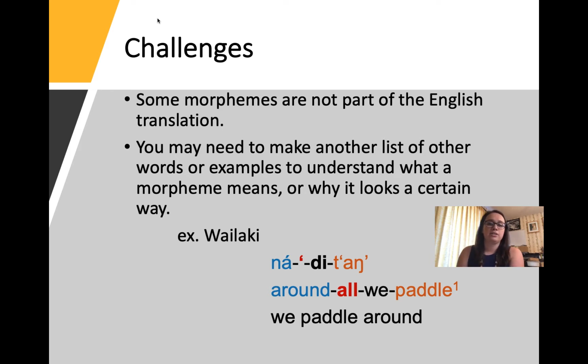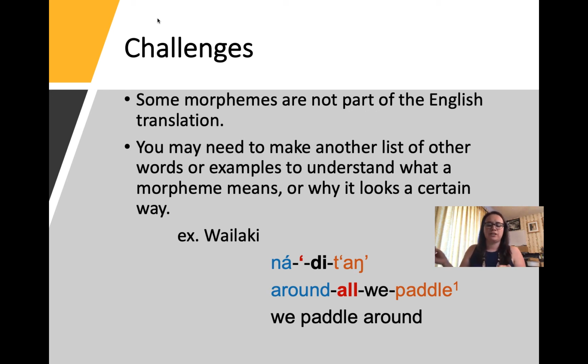So challenges, and we've definitely had challenges just looking in that data, right? It's important to know that some morphemes are not part of the English translation, and you may need to make another list of other words or examples to understand what a morpheme means. So if you take the list that we have, like I'm only using those 4 words, right?